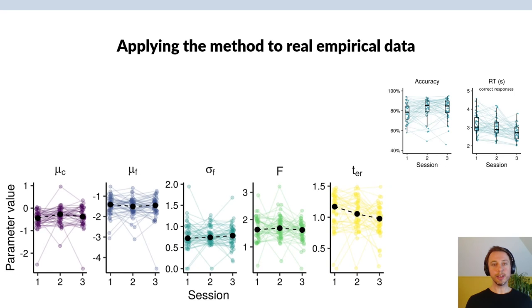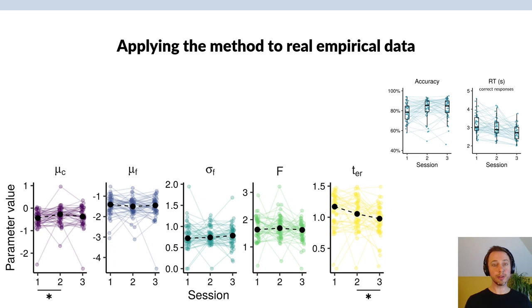Now, in principle, we could now link the observed changes in behavior to changes in these ACT-R memory parameters. So we fitted a set of linear mixed effects models to the parameters that suggested that there was an increase in the activation of the correct answer, so that's mu c, from session one to session two, while the activation of the incorrect answer, mu f, stayed the same, corresponding to a higher average probability of retrieving the correct answer overall. In addition to this, we also found a decrease in the non-retrieval time from session two to session three, and this may reflect faster stimulus encoding or response execution than before.